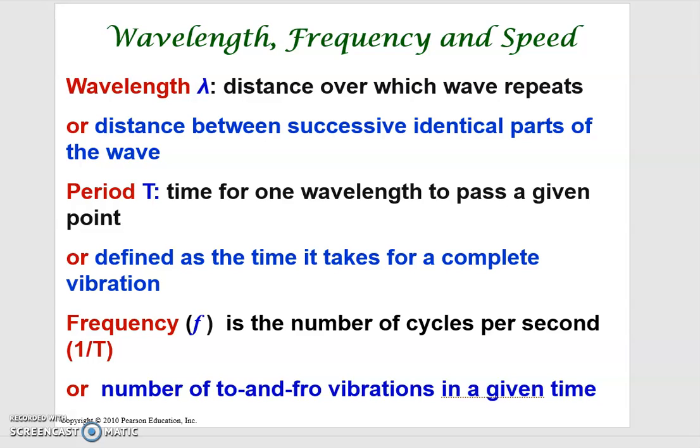So you can also define it as the time it takes for one complete vibration. And now we can define the concept of frequency. Frequency is actually 1 over the period, which means it is the number of cycles per second. This is the time spent for one cycle, and this is the number of cycles per second. So they are the reverse of each other. That's the reason I say frequency is 1 over period. Once you know the period, you know the frequency. If you know the frequency, you know the period.